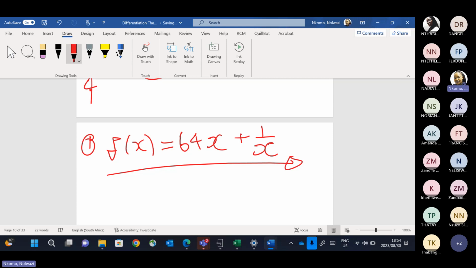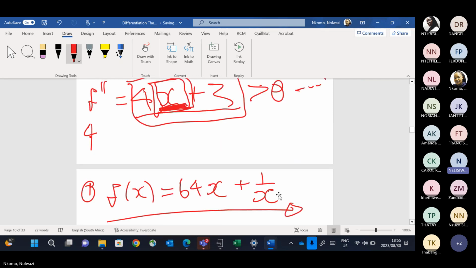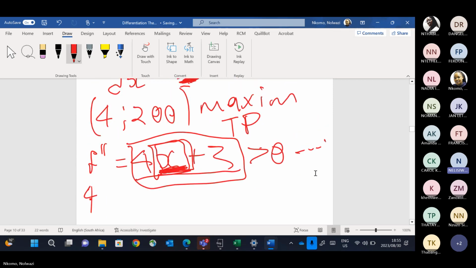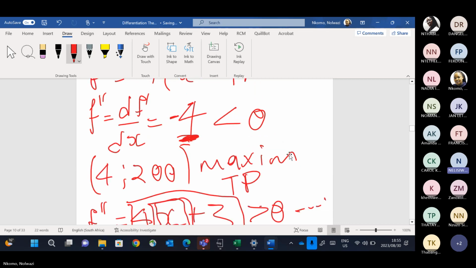Are we all still together? Sorry, ma'am. Yeah. Can you please go back a little bit? I got lost there. How did you move from x star minus 4 equals 0 to x star equals 4?